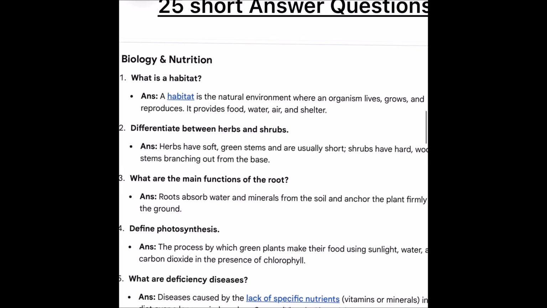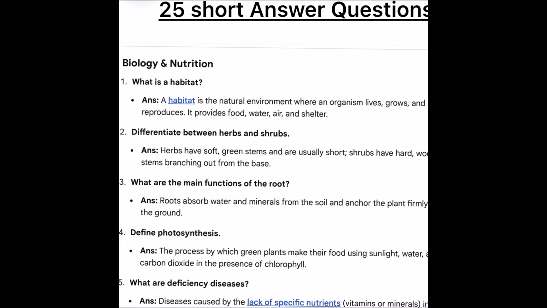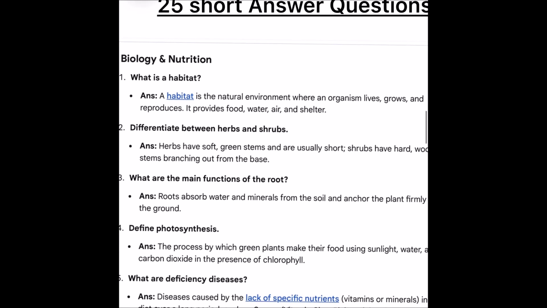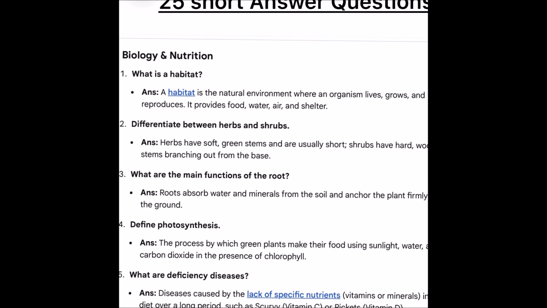So the second question is, differentiate between herbs and shrubs. So the answer is, herbs have soft green stems and are usually short. Shrubs have hard woody stems branching out from the base. An example of herbs is mint, coriander and parsley, and the example of shrubs can be rose plant and lemon plant.